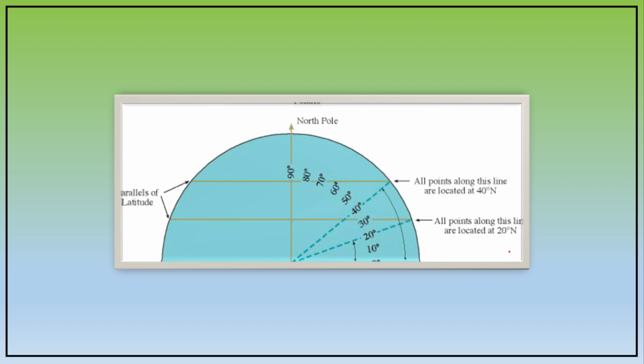Here it is explained better. You can see that this is the 20° angle, this is the 40° angle, another angle is 50°. So all these are joining to form the latitudes, and when all these angles in the same row are joined, they make parallels of latitude.